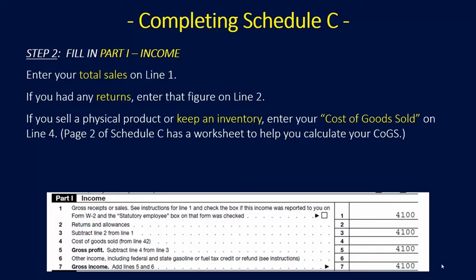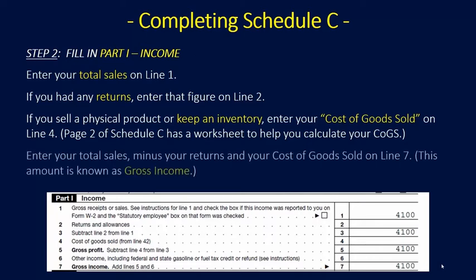Now, page 2 of the Schedule C has a worksheet in order to calculate the cost of goods sold. We enter the total sales minus returns and the cost of goods sold on line 7. This amount on line 7 is known as the gross income reported on the Schedule C.